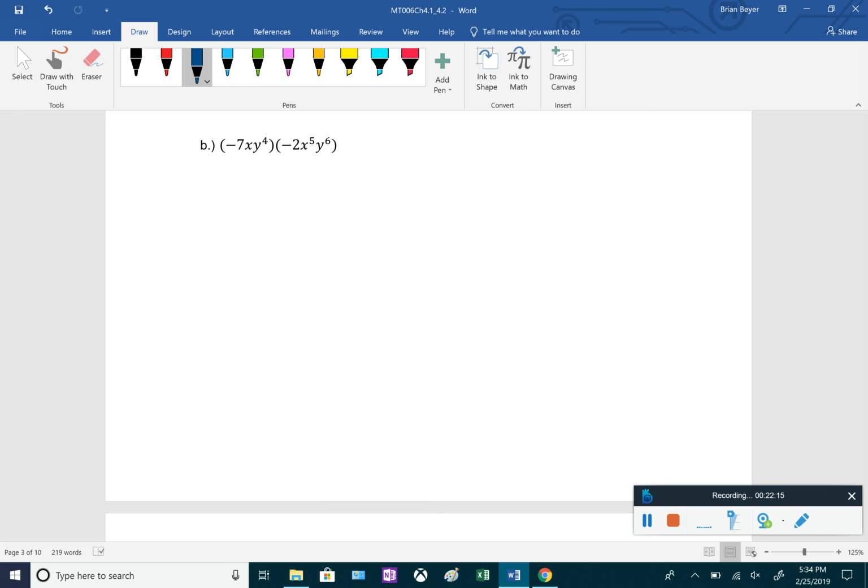And next, negative 7x y to the 4th times negative 2 x to the 5th y to the 6th. So we don't have powers to powers or anything, we're just multiplying. So negative 7 times negative 2 is positive 14. X times x to the 5th, so we're adding exponents here. So it's x to the 1 plus 5. And then we're adding exponents for the y. That's y to the 4 plus 6. So this equals 14x to the 6th, y to the 10th.